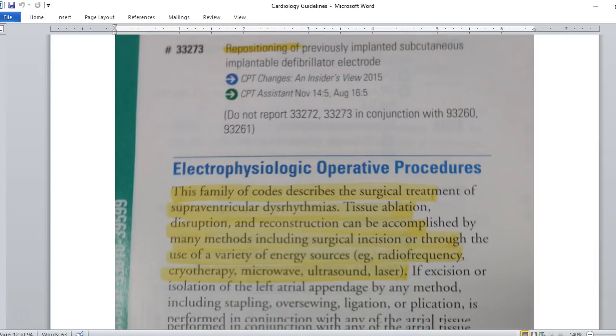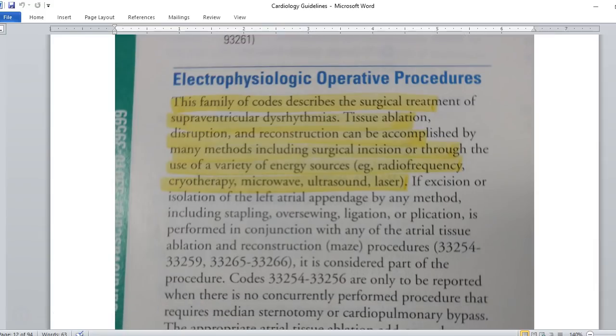Now, the next set of guidelines starts with the electrophysiologic operative procedures. So these are surgical treatments of supraventricular dysrhythmias. So again, remember, dys means bad or poor. When we're talking about rhythmias, this is basically pertaining to bad or poor rhythms. So what we're doing here is what we call tissue ablation, disruption, and reconstruction. We basically figure out where the issue is, where the dysrhythmia is coming from on the heart, and we do an ablation. We actually seal that area of tissue so that it doesn't overact anymore.